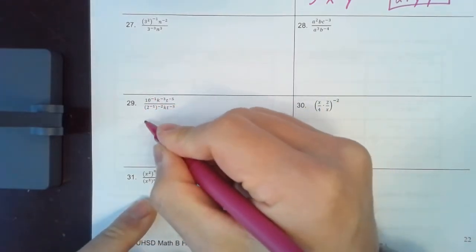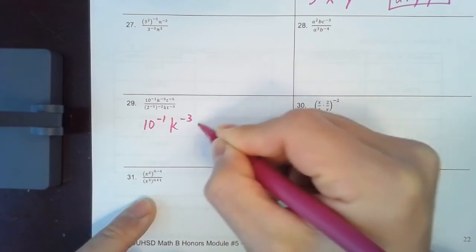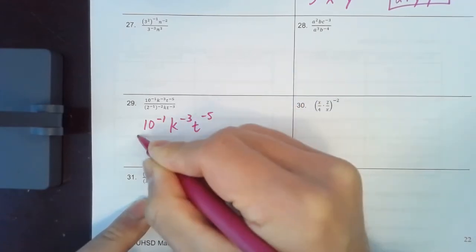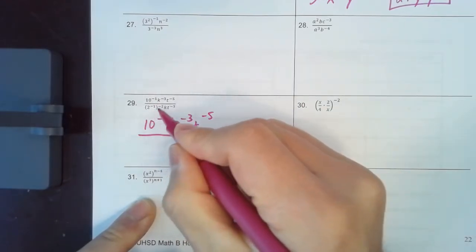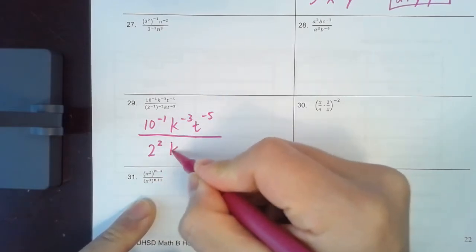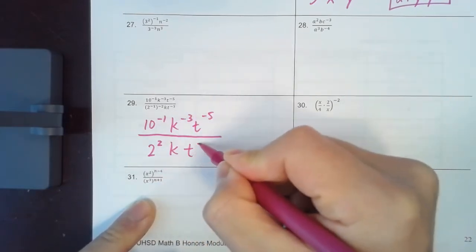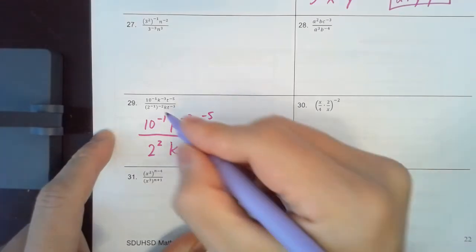So I'm going to rewrite everything just so you can see, and I'm going to show you my style. This is how I like to solve. I didn't do anything to the numerator. This right here, the 2 to the negative 1 with the negative 2, I'm going to write as 2 squared. There's a k that's positive. There's a t that's negative 3. This is how I like to do it so you don't get confused.